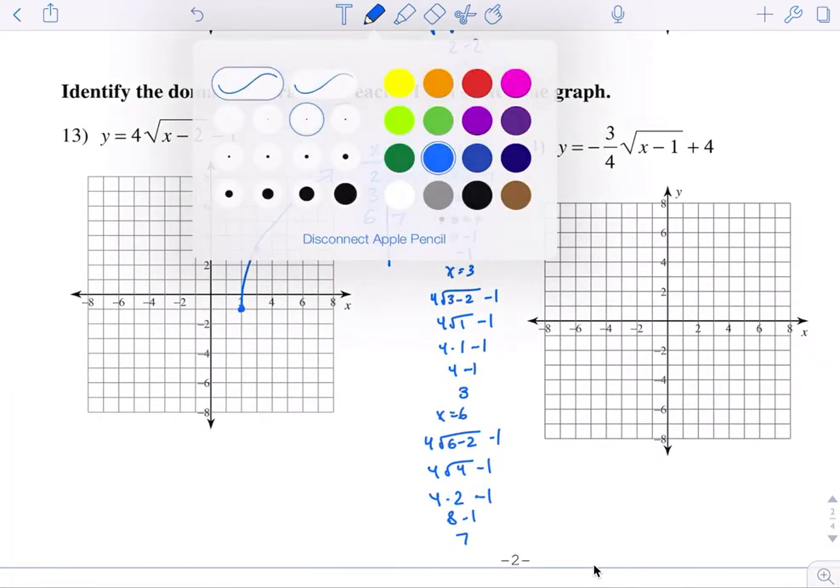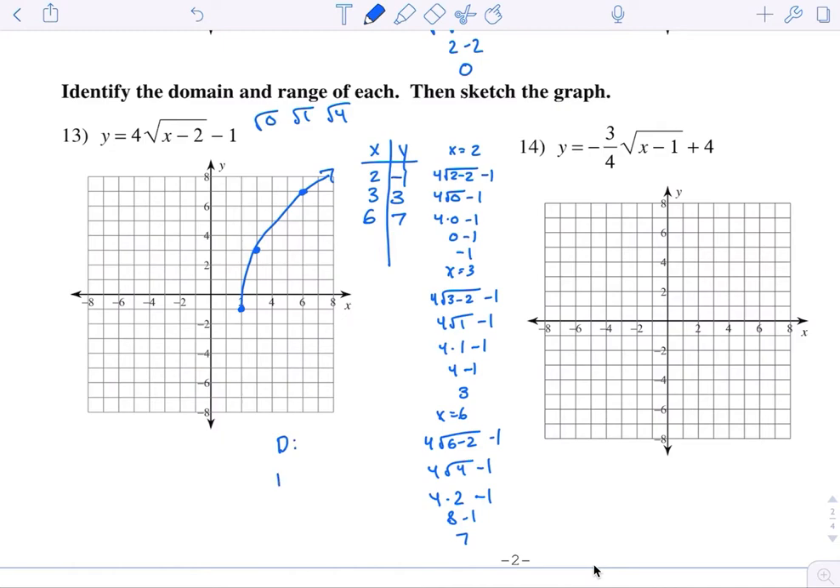And our domain and range, you guys. Domain: how far left does this graph go? Well, you always use your first coordinate. So at that coordinate, it's 2, negative 1. So how far left? Well, 2. How far right? It goes to the right infinitely. Range: how far down to how far high? So how low does it go? Negative 1. To how high? To infinity.